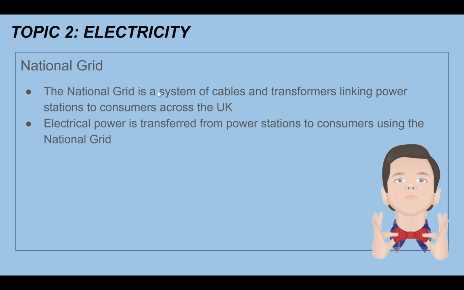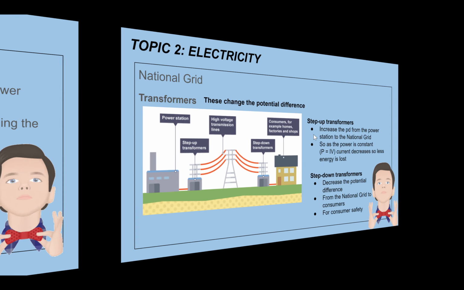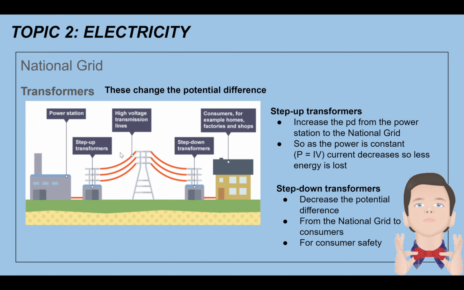The national grid is a system of cables and transformers linking power stations to consumers across the UK. Electrical power is transferred from power stations to consumers using the national grid. So these are the transformers. These change potential difference. Step-up transformers increase the potential difference from the power station to the national grid. As the power is constant, P equals IV, so current decreases and less energy is lost.